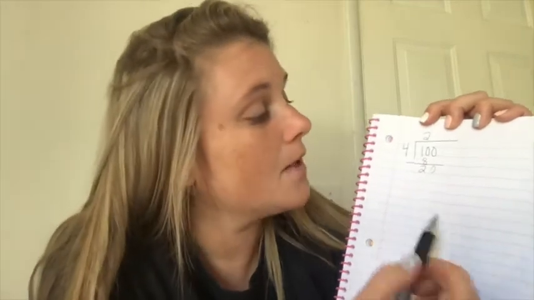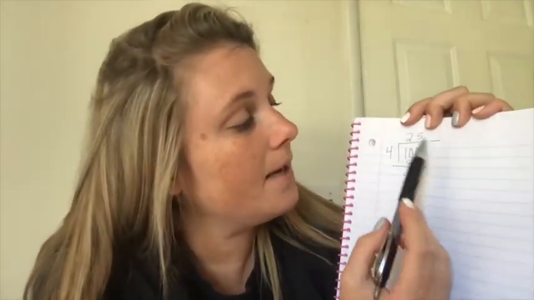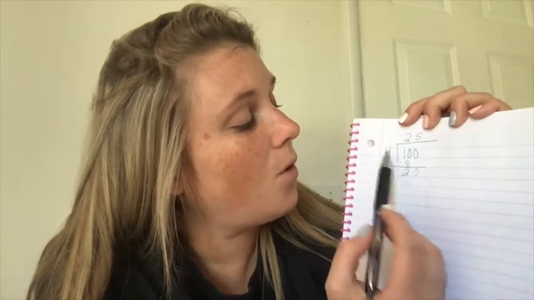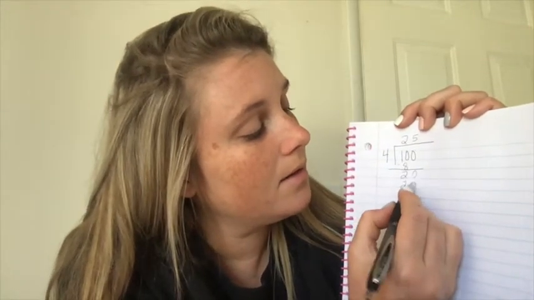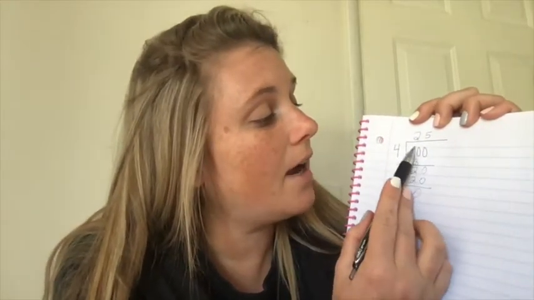Okay, now we start over. 4 goes into 20, or 20 divided by 4 is 5. That one's easy. Next step, multiply. 5 times 4 is 20. Subtract. 0. So 100 divided into 4 groups is 25. All right. Okay, let's do this next one. 44 divided by 4.